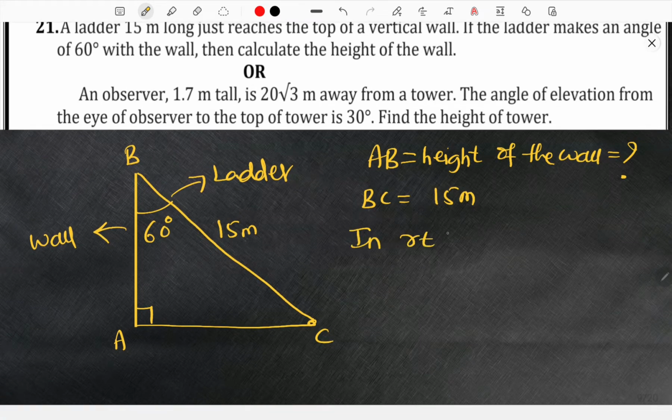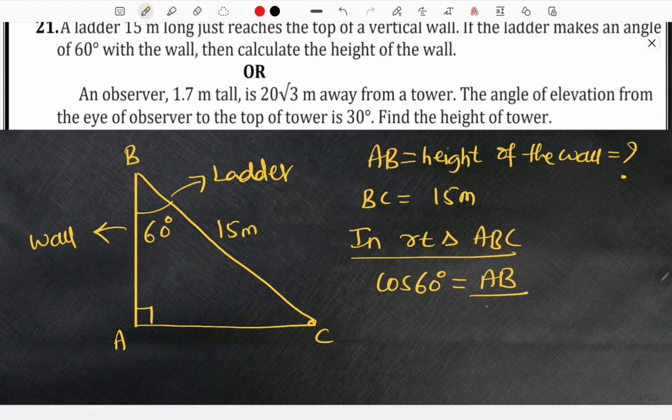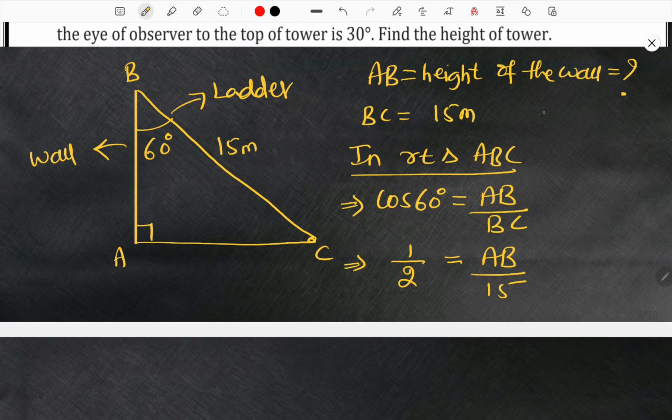So in a right triangle ABC, what is the ratio you are going to apply? Here it is 60 degree, and we want this adjacent side, and we know the hypotenuse, it is going to be cos 60, right? So cos 60 degree is equal to adjacent, AB, divided by hypotenuse, BC. What is the value of cos 60 degree? Cos 60 is 1 by 2, and I told you the trick also. Cos 60 means you have to think sin 30. So sin 30 is nothing but 1 by 2. So 1 by 2 is equal to AB, we don't know the value, but BC is going to be 15.